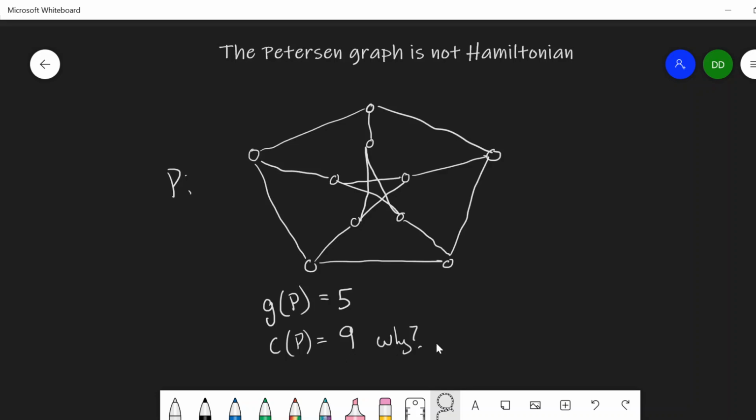And I think in class I just said something like, just look at all the vertices and just kind of convince yourself that there's no way to do it. But we didn't actually see a good proof for why the Petersen graph didn't have a cycle of order 9.